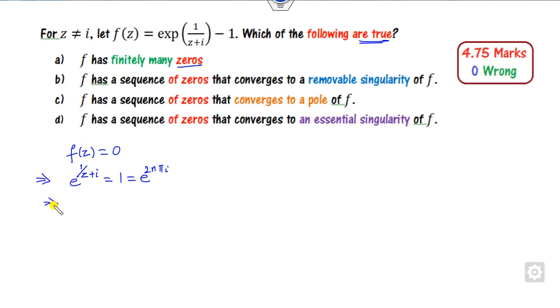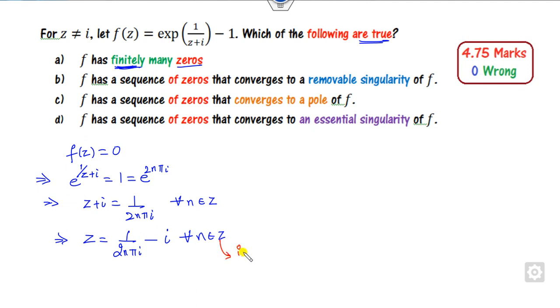So what is the value of z here? I can write this as 1 upon 2n pi iota for all n in the integers. So z can be written as 2n pi iota minus this, for all n in the integers. These are my zeros. Now what are the options? There are finitely many zeros. Look at that: how many n's are there in this set? They are infinite. So once n is infinite, it means z has infinitely many zeros.